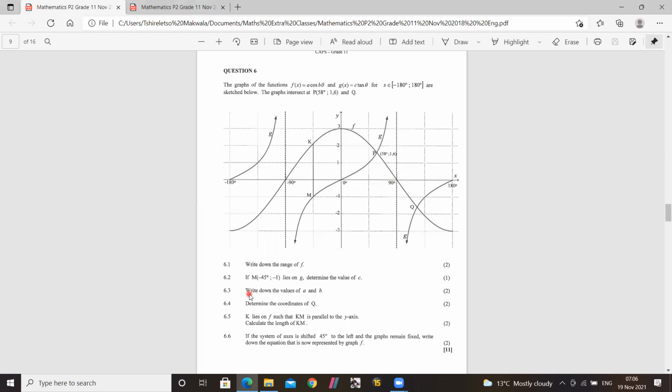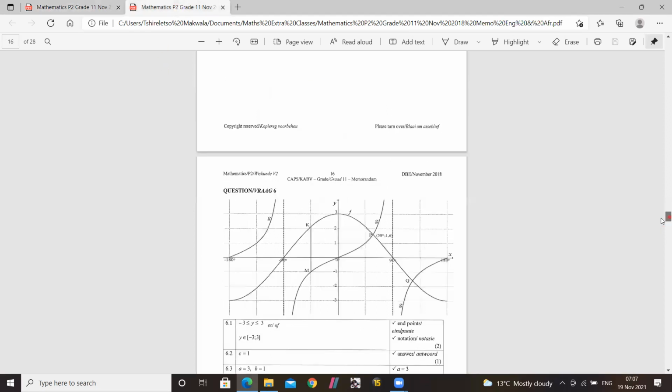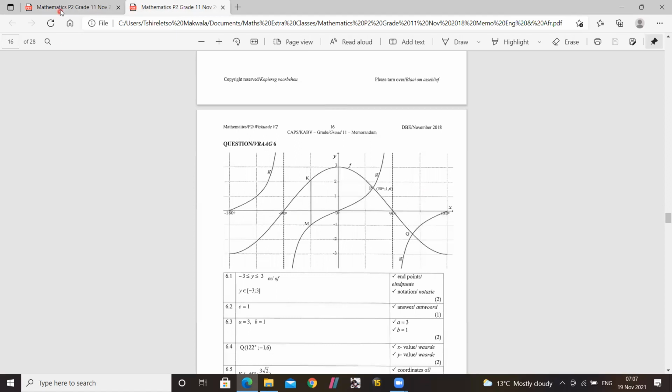Then determine the coordinate of Q. So the coordinate of Q, as you can see, is a point of intersection between tan and cos. So you can equate these graphs and then calculate the value of theta. So equate them, calculate the value of theta.